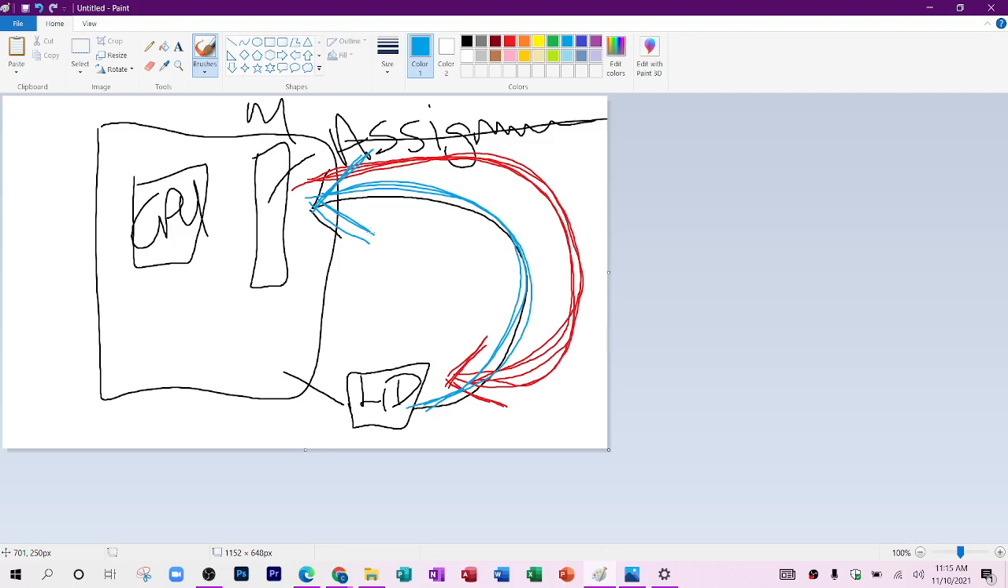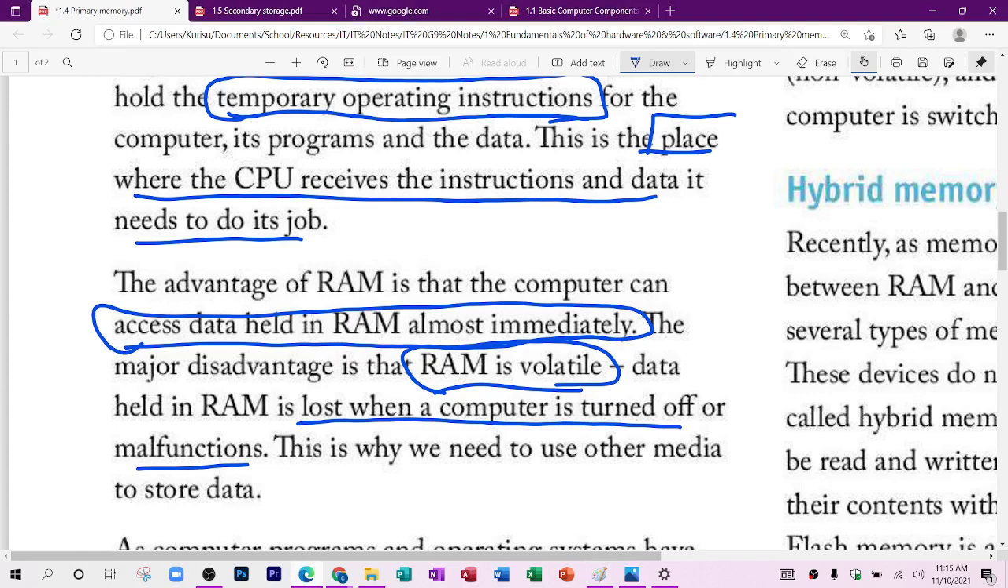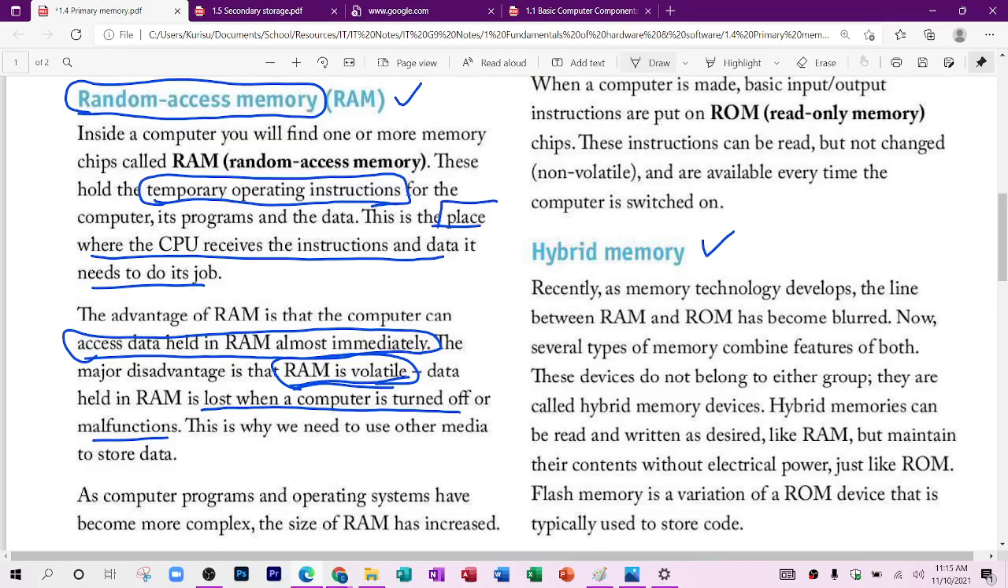So that's what it means to be volatile. When you lose power, you lose the data that is inside of it. So that's the disadvantage with RAM there. So that's why you constantly have to be saving. So that's another term you should remember. What does it mean to be volatile? When you lose power, you lose the data that is inside of that memory.